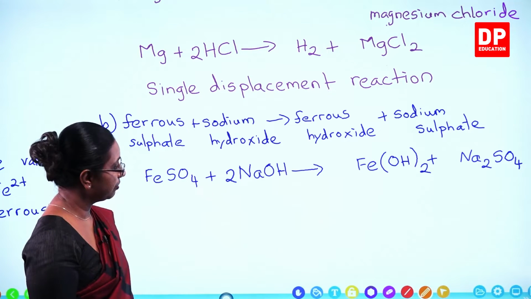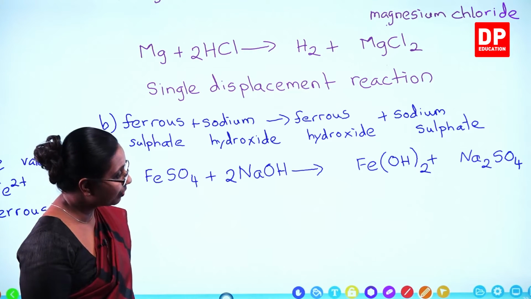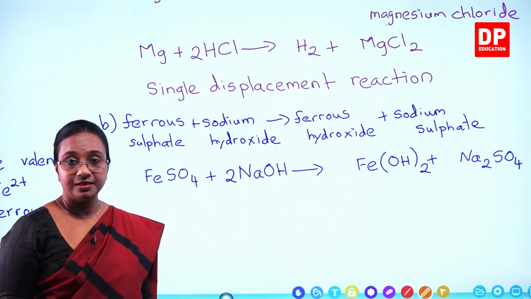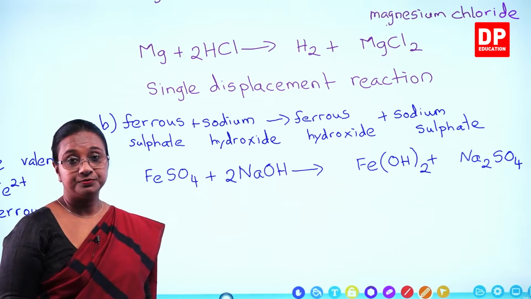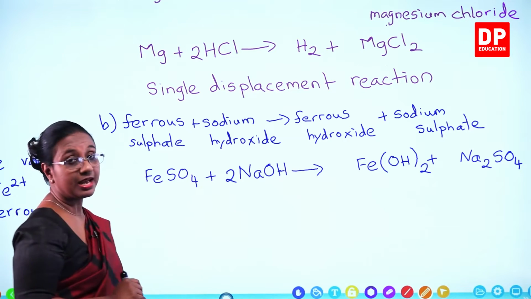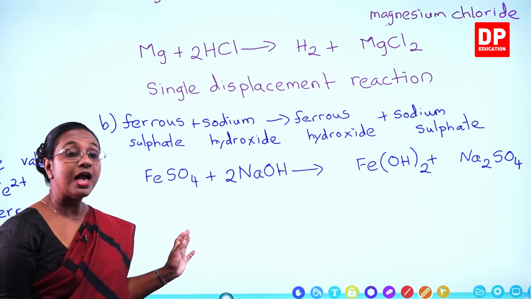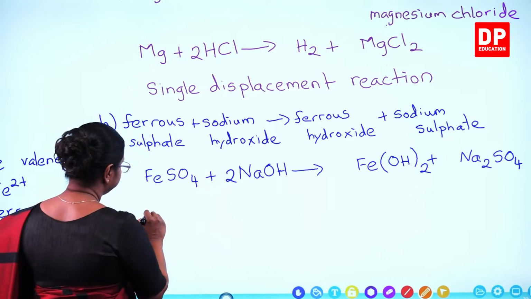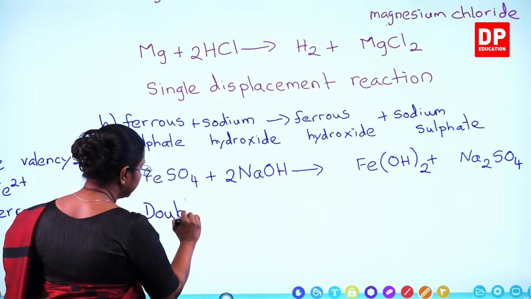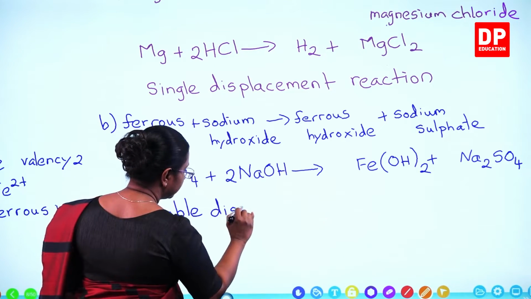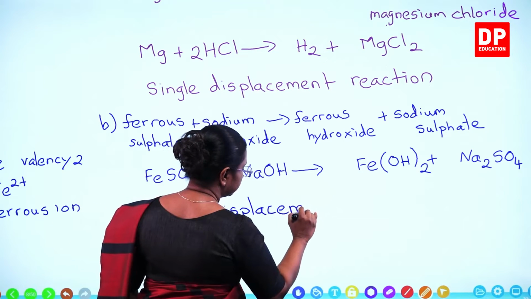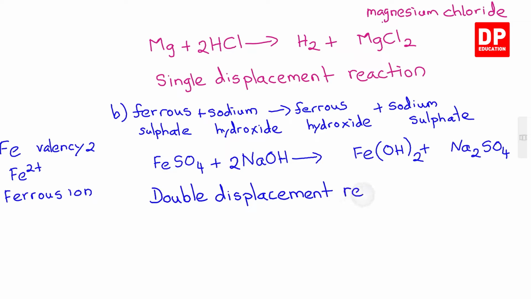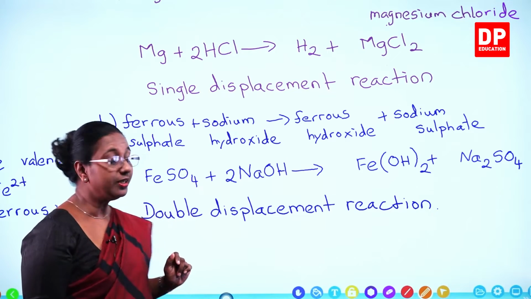FeSO4 plus 2NaOH giving rise to Fe(OH)2 and sodium sulfate. Is that clear to you all? So then, what type of a reaction is this? We have already identified. Double displacement reaction. Is that clear, students? Double displacement reaction. So then I'll move on to the next one.